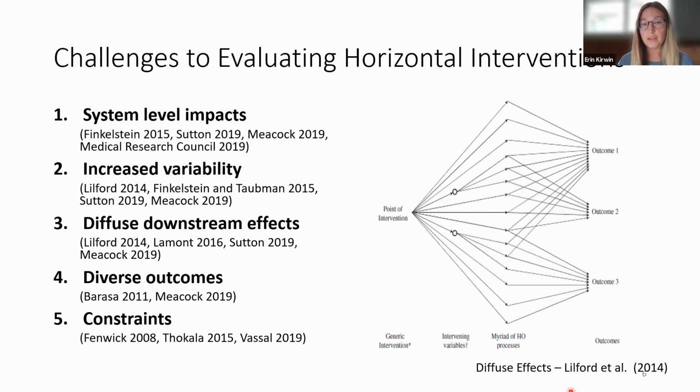Diffuse downstream effects. Horizontal interventions may impact patient outcomes through several indirect pathways. Many small effects through different causal pathways could lead to large impacts once you get to the system level. And the key difference between system level impacts and diffuse effects is that the former captures unintended outcomes, while the latter captures intended outcomes through many different pathways.